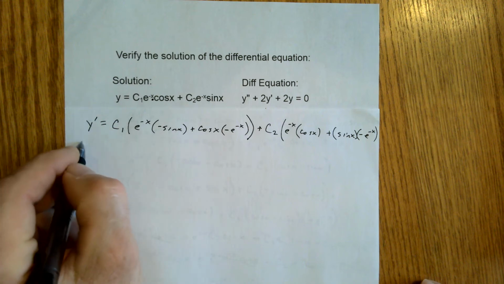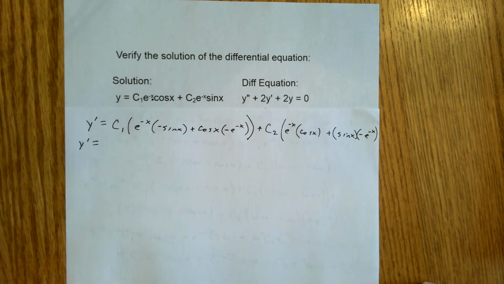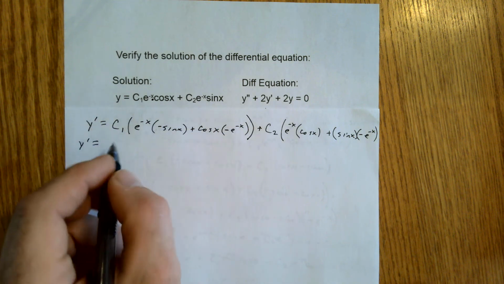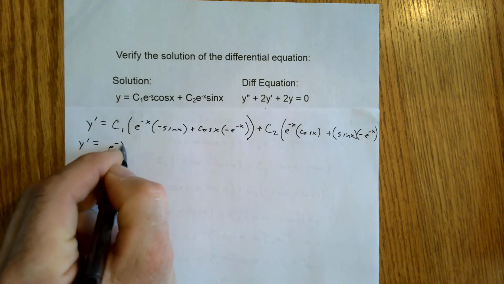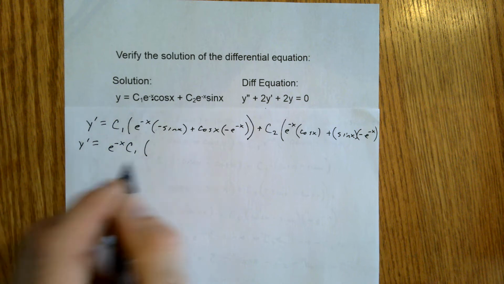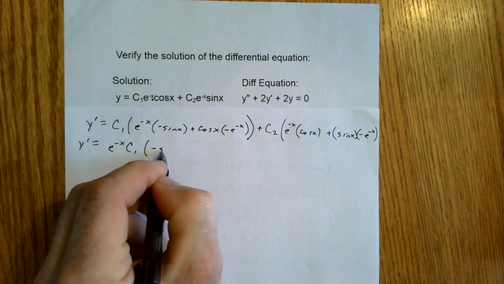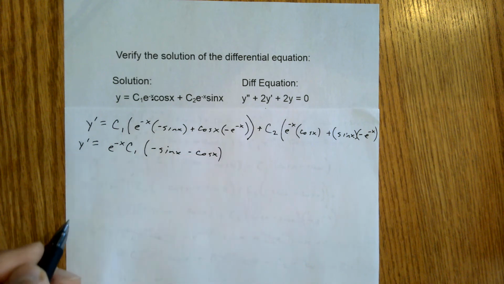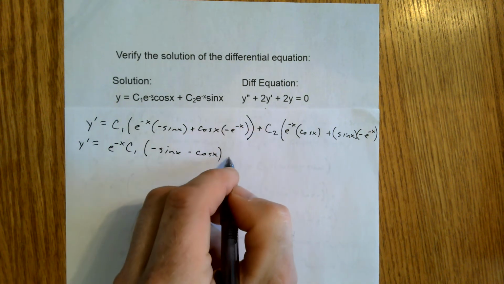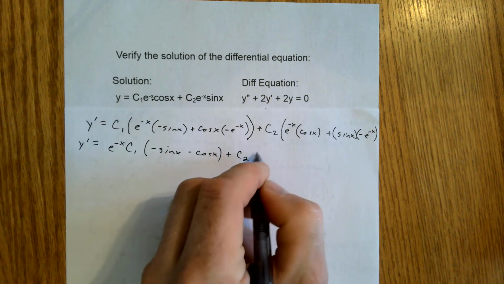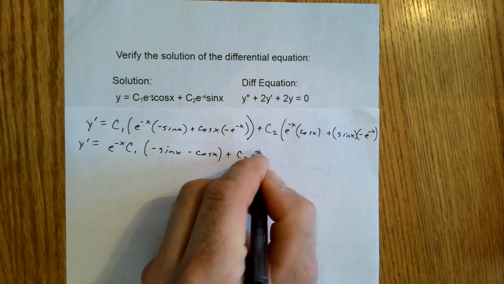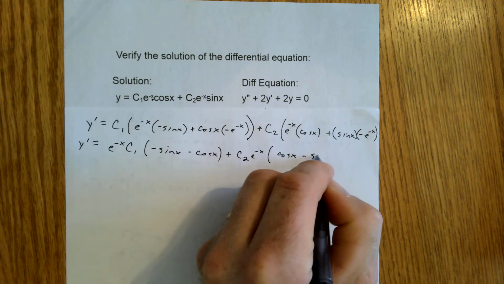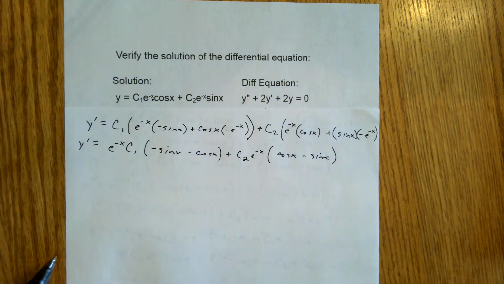I can go ahead and clean this up. And in here, we can pull an e to the negative x out. So I have e to the negative x, c sub 1, times our negative sine of x minus a cosine of x. And then over here, my c sub 2, I can pull an e to the negative x out. And that leaves me with a cosine of x minus a sine of x.